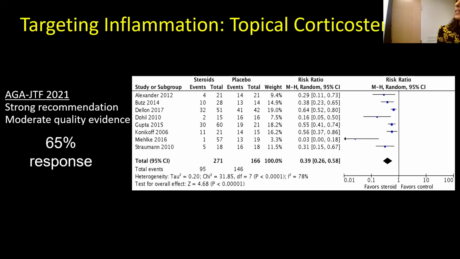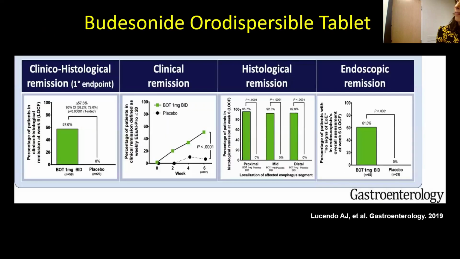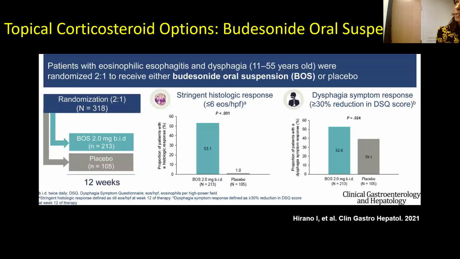Right. Topical corticosteroids, this is the meta-analysis, upshot, better to use a topical corticosteroid than nothing. This is budesonide oral dispersible tablet. This is approved in Europe. And you can see it works well, it gets rid of histology, gets rid of endoscopy abnormalities, and then it helps with symptoms. So this dosing was 1 milligram twice a day, far superior to placebo.